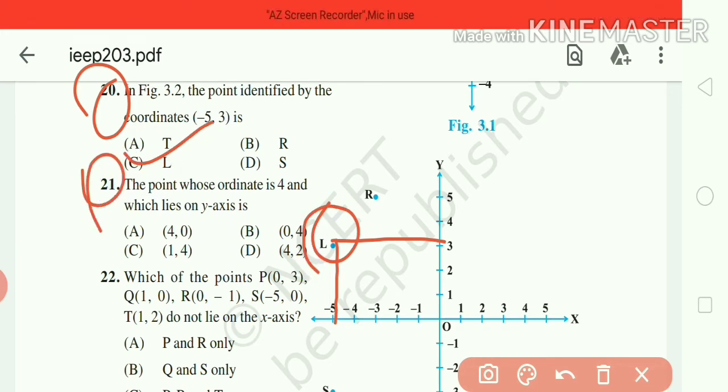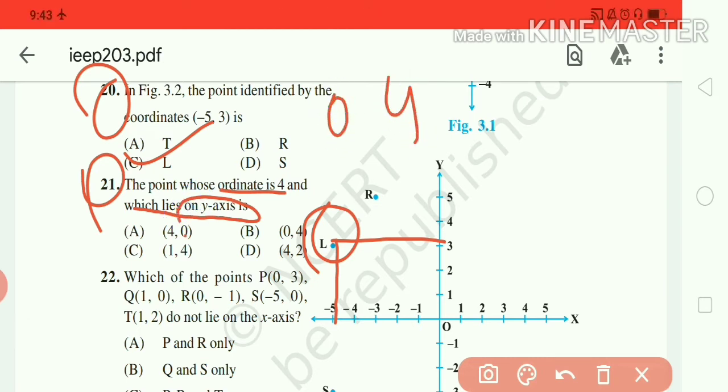Now come to question number 21. The point whose ordinate is 4 and which lies on the y-axis. Ordinate is 4, and x will be 0 because it lies on the y-axis. So the value of x must be 0. So this is (0, 4). B option is right.